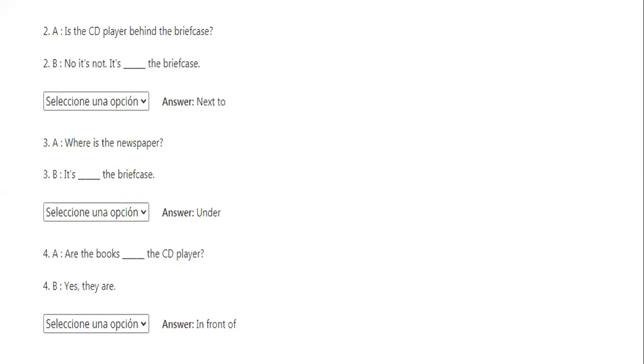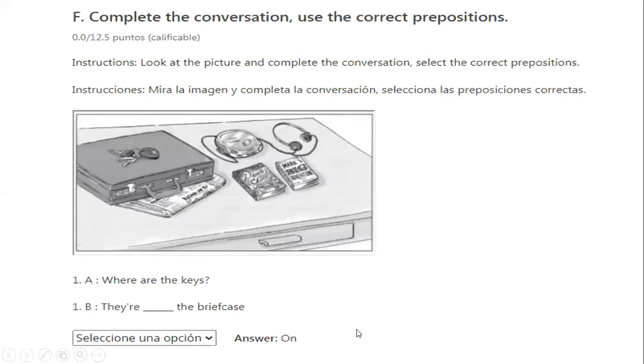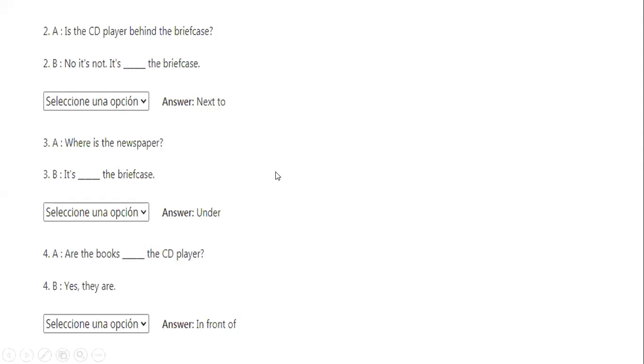And number four, are the books in front of the CD player? Let's see where the books are. Ah, they are in front of, and they are two books. Okay, so the right answer is in front of. Are the books in front of the CD player? Yes, they are.